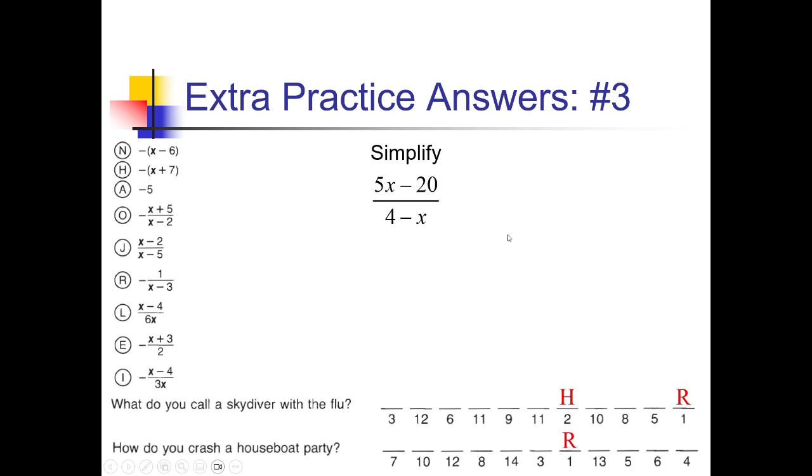For this problem, let me start by factoring out my numerator and denominator. For my numerator, I have a common factor of 5 that I can pull out of there. So if I do that, I'm left with x and minus 4.